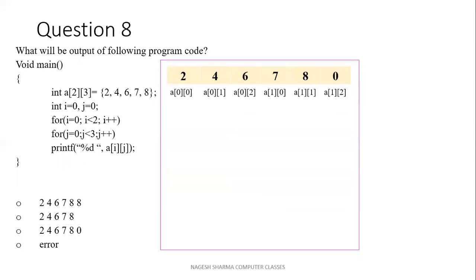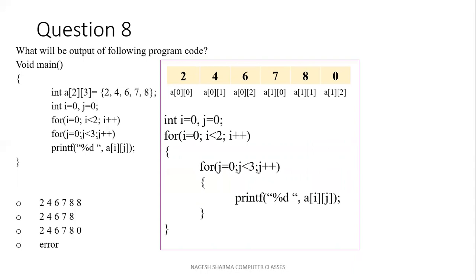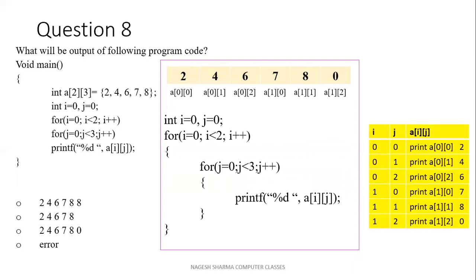So memory allocation will be like this: 2, 4, 6, 7, 8, 0, and you have to find the output of this code. As you can see, our code can be written in this way also. The value of i will start from 0 and it will be updated up to 1. When the value of i is 0, the j loop will execute 3 times: for j equal to 0, j equal to 1, j equal to 2. Similarly, when the value of i becomes 1, again j will vary from 0 to 2. So there will be 6 calls for printf.